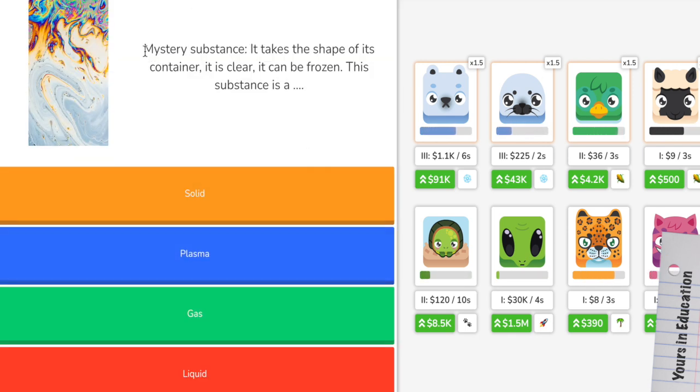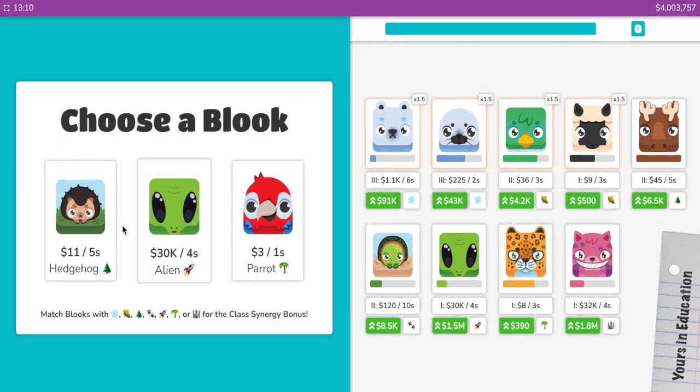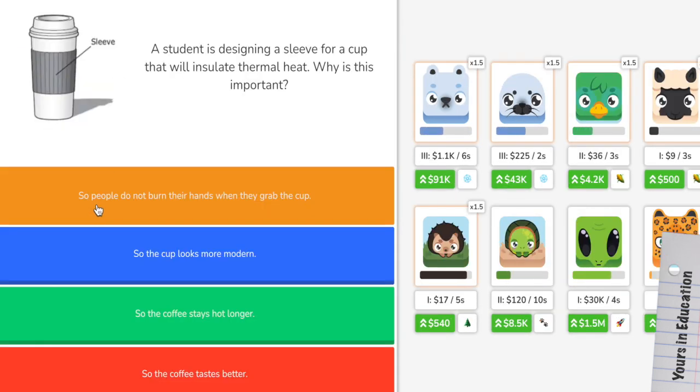Yes. Mystery substance. It takes the shape of its container. Okay, it could be a liquid or a powder. It is clear. Okay, and it can be frozen. I don't think you can freeze powders, can you? Leave it in the comments. This substance is a liquid. Yes.